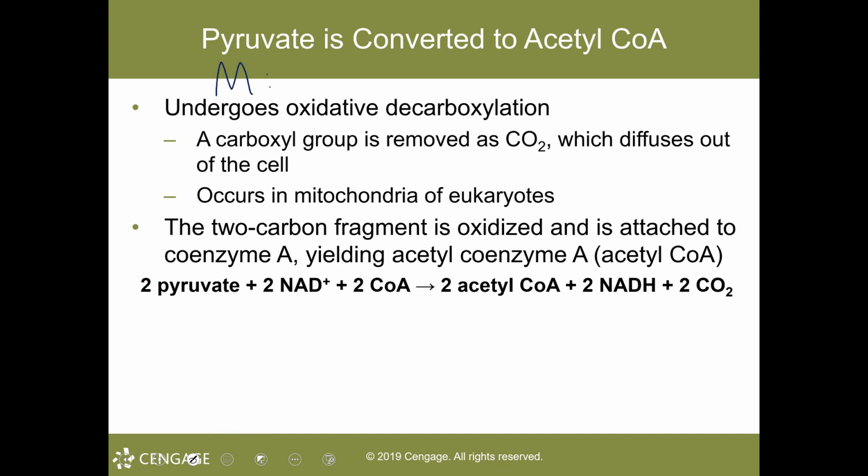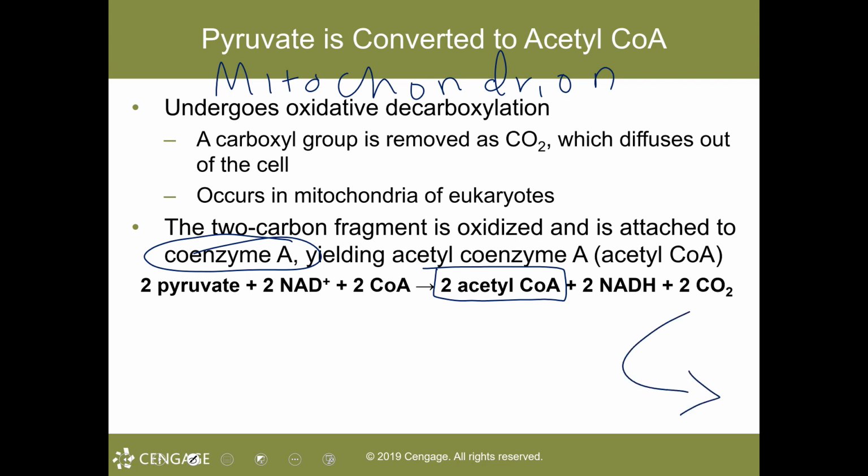So I'll write down mitochondrion. And I can make it plural and put mitochondria. But since we're now in the mitochondrion, acetyl coenzyme A formation occurs. The pyruvates combine with coenzyme A, and as they combine, they form those 2 acetyl-CoA. As they form those 2 acetyl-CoA, we also have the release of 2 CO2.